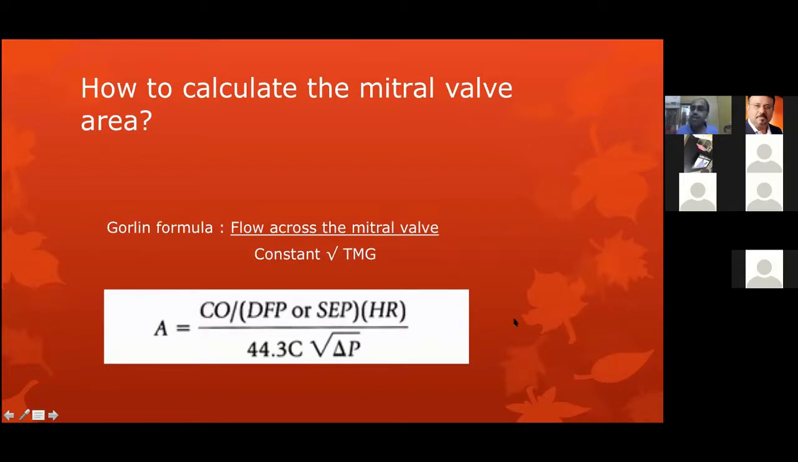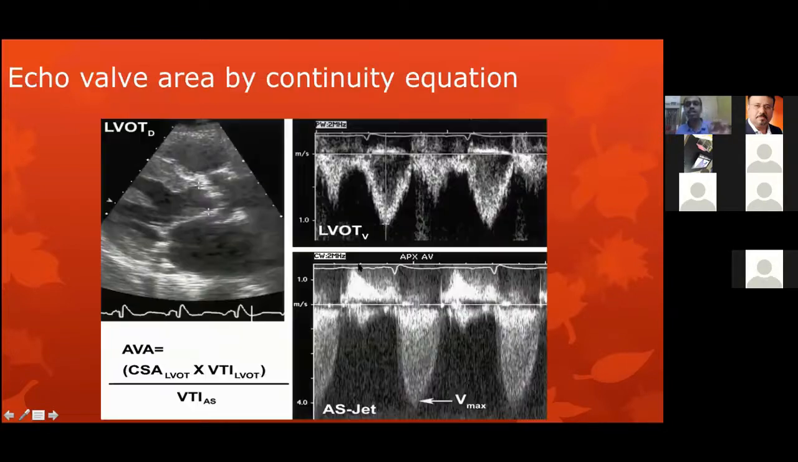There is a question: this trace can also be MS and MR. I will come to it in the next trace. The basic difference between a valve area calculation in the Cath lab versus in the echo room is that valve area calculation in the Cath lab uses the Gorlin formula, which is flow across the valve divided by the root of the gradient.